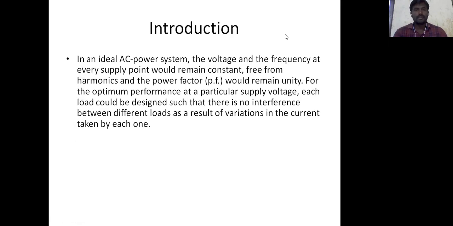In an ideal AC power system, the voltage and frequency at every supply point would remain constant, free from harmonics, and the power factor would remain unity. For optimum performance at a particular supply voltage, each load should be designed such that there is no interference between the different loads as a result of variations in the current taken by each one.